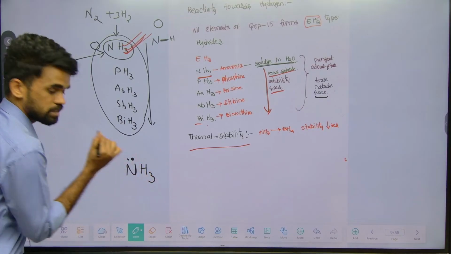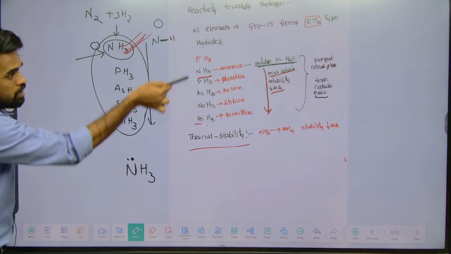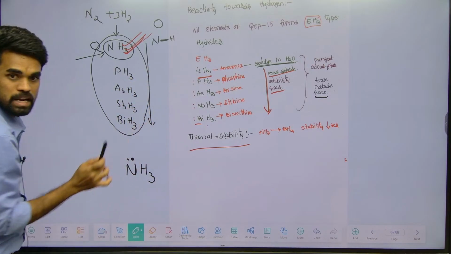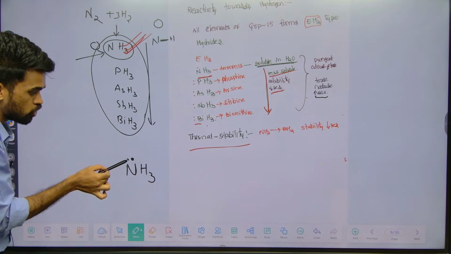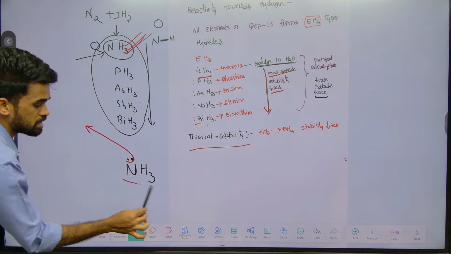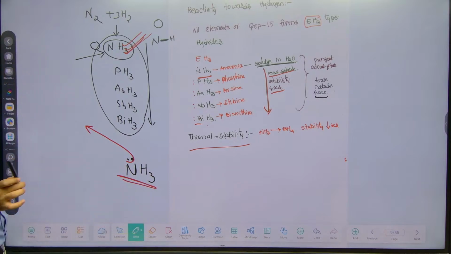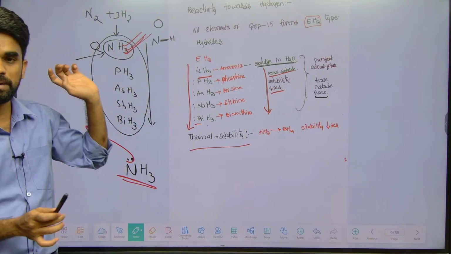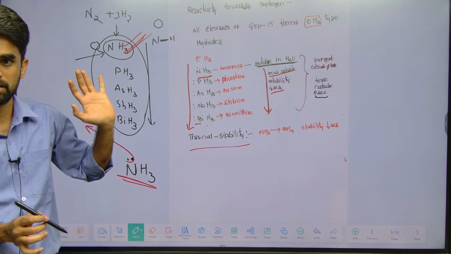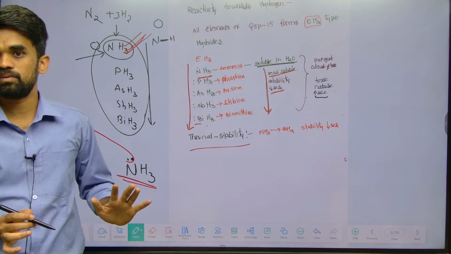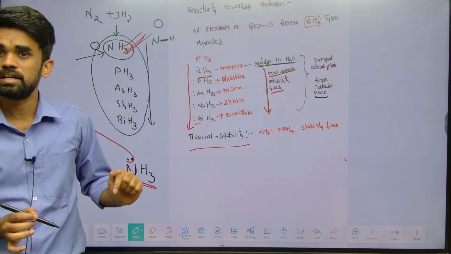NH3 is there, like this. All of these hydrides have lone pair electrons, right? If there are lone pair electrons, we can say they can donate lone pair electrons. So I can say this is a Lewis base. They will ask you about the basic nature of these hydrides. What is the basic nature order for these hydrides? Just remember, down the group basic nature decreases.